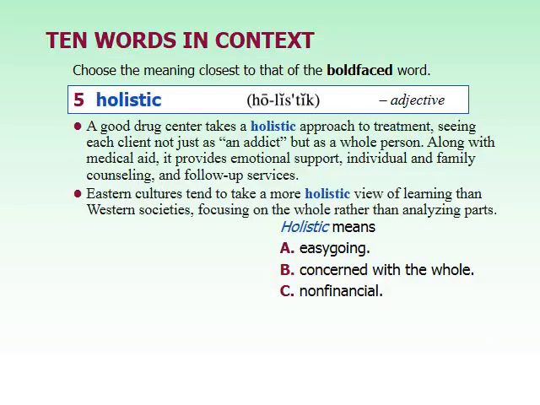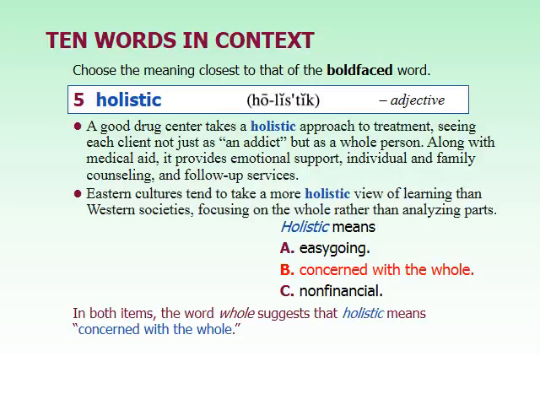So here we have holistic. Holistic is an adjective. A good drug center takes a holistic approach to treatment, seeing each client not just as an addict but as a whole person. Along with medical aid, it provides emotional support, individual and family counseling, and follow-up services. Eastern cultures tend to take a more holistic view of learning than Western societies, focusing on the whole rather than analyzing parts. So holistic means concerned with the whole. It's number 9 on page 85: emphasizing the whole and the interdependence of its parts rather than the parts separately.